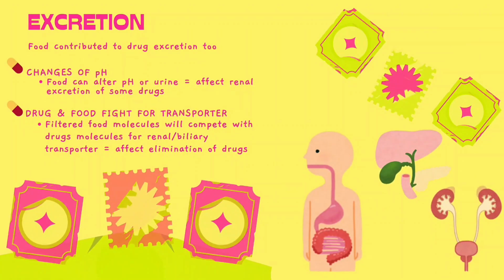For excretion, food contributes to drug excretion too. Changes of pH may happen because food can alter the pH of human urine. This will affect renal excretion of some drugs. And the last one, drug and food fight for transporters. Filtered food molecules will compete with drug molecules for renal or biliary transporters. This will affect elimination of the drug, and some drugs may take longer to be excreted from the body.